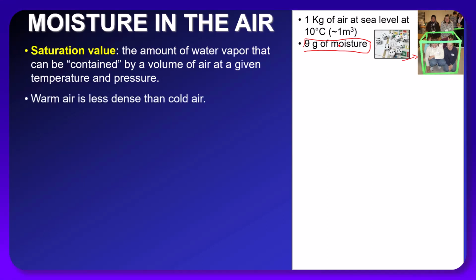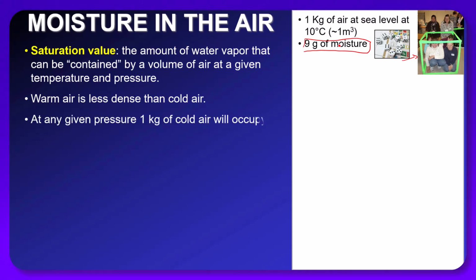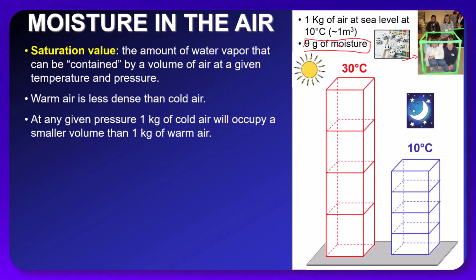Warm air is less dense than cold air because as heat energy is added, the molecules in the air start moving faster and move farther away from each other. At any given pressure, 1 kilogram of cold air will occupy a smaller volume than 1 kilogram of warm air. In this image, you see two air columns. One is a column of warm air, about 30 degrees Celsius, and the other one is cold air, 10 degrees Celsius. This example is for the same location during the day when the sun is shining.